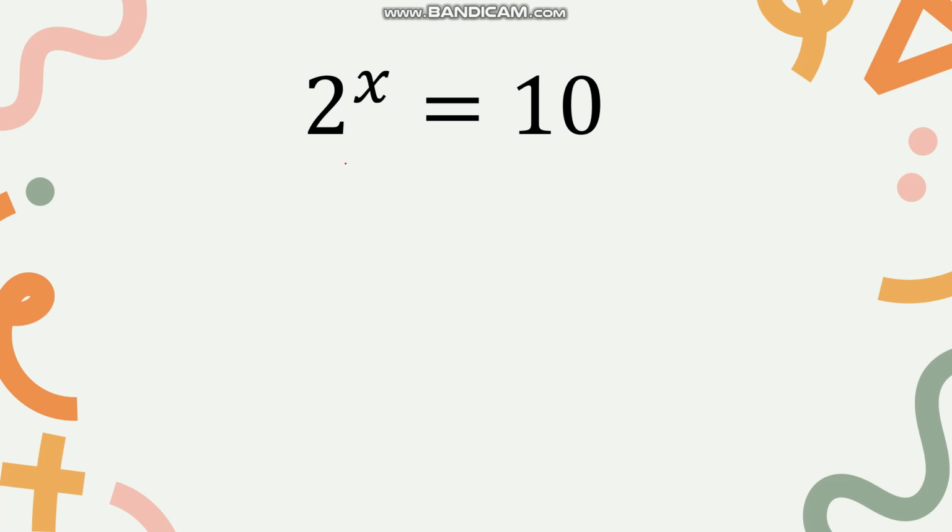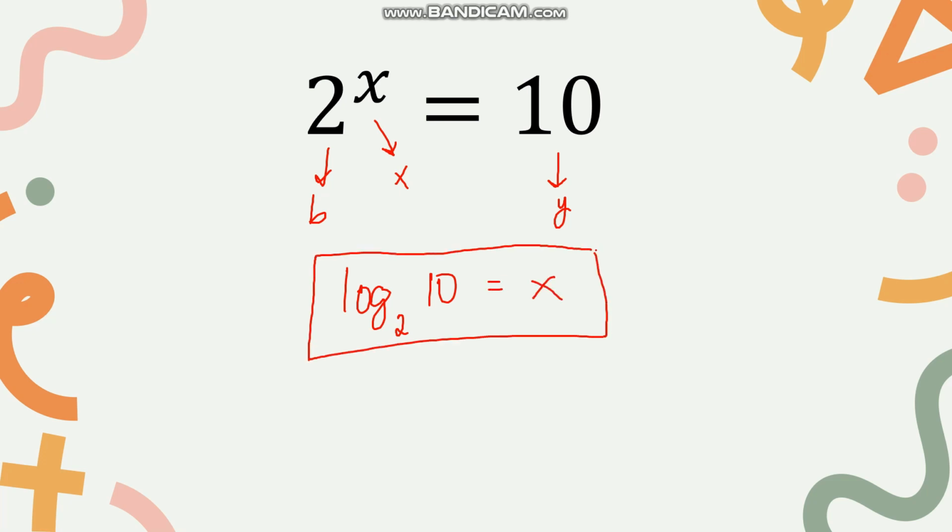Now, in writing, like what I've said, you just have to identify the base, exponent, and the argument. So, in this case, 2 is the base, x is our exponent, and 10 is the argument, which is y. Therefore, the logarithmic form of this will be: logarithm of, then you write the argument, which is 10, then the base is 2, and equal to x, which is the exponent. So this is now the logarithmic form of this given equation.